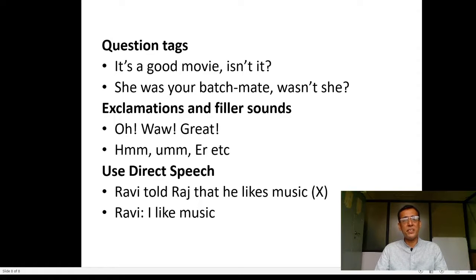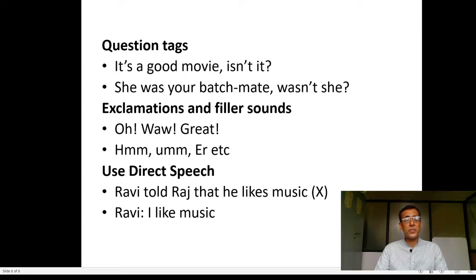So use question tags. Use exclamations and filler sounds. Use exclamations like "Oh, wow, great!" These are the words we frequently use in our spoken language. Also, you can use filler sounds like hmm, uh, so. Sometimes we don't use words; we just use some sounds. So those sounds should be expressed in your dialogues to make them more natural and spontaneous.